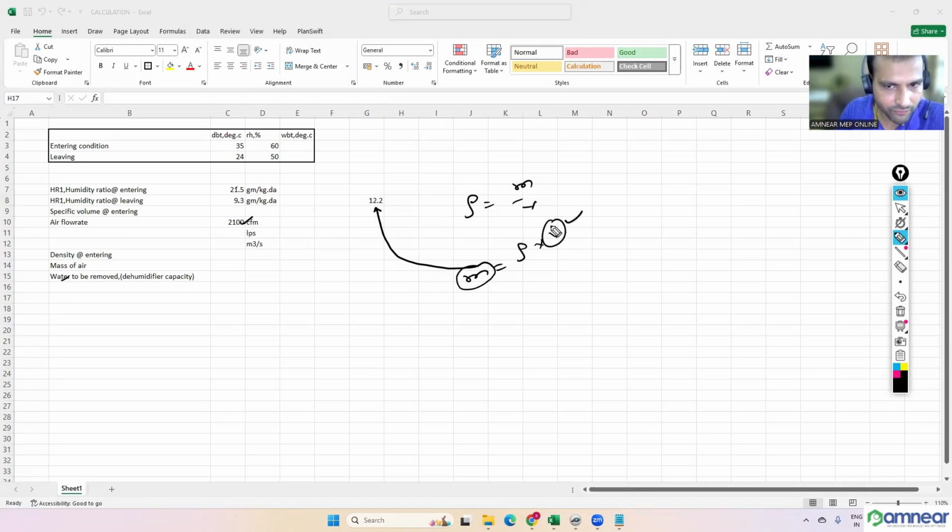Volume we can calculate from this equation. Volume is in meter cube per second. Density of air, for easy calculation, you can consider 1.2 kilogram per meter cube as standard temperature and pressure. But if you want to accurately consider, you can do that. Anyhow, first we need to find the volume.